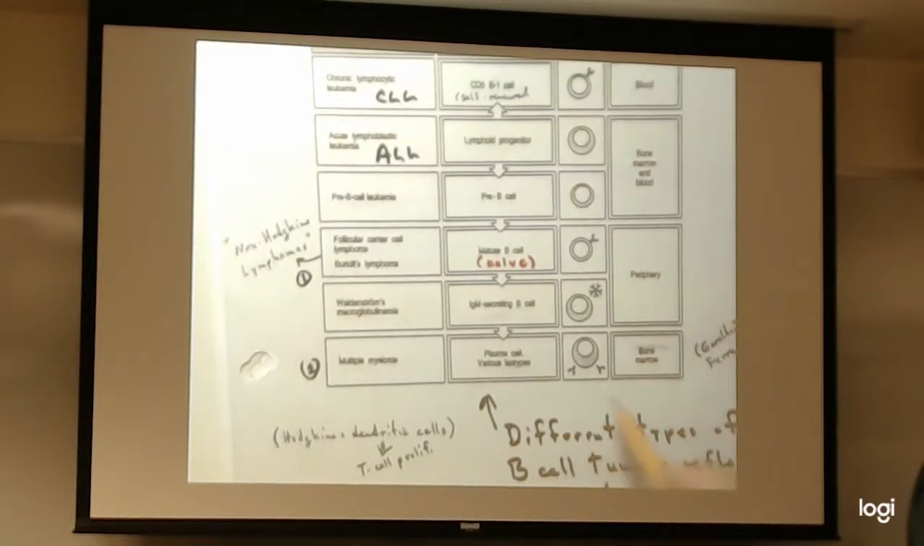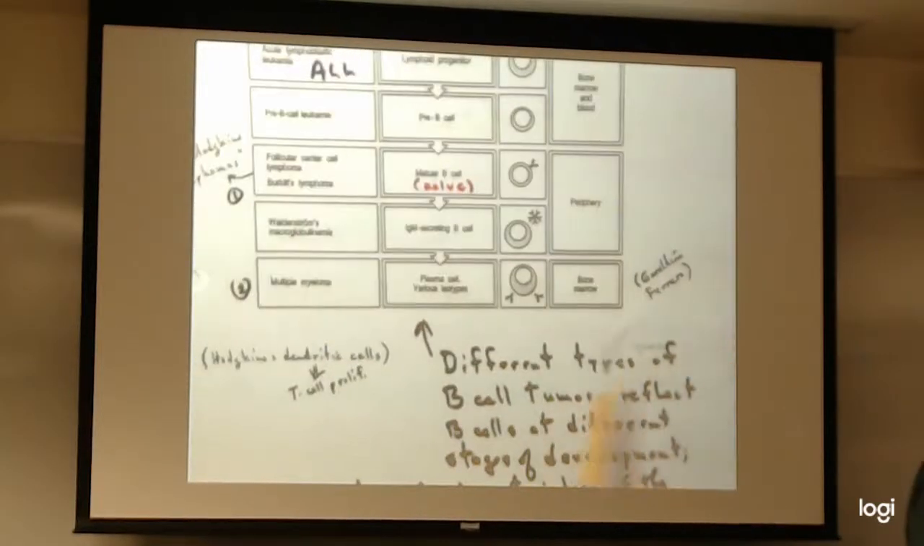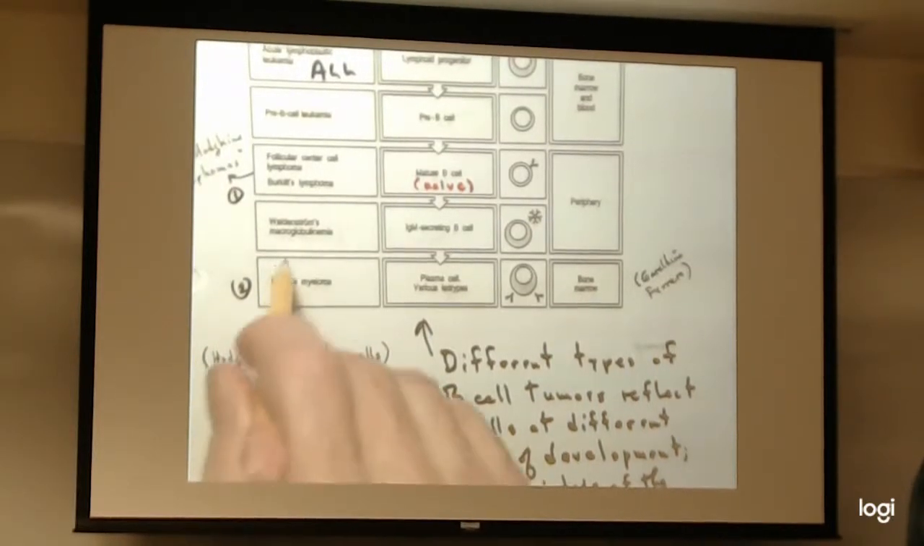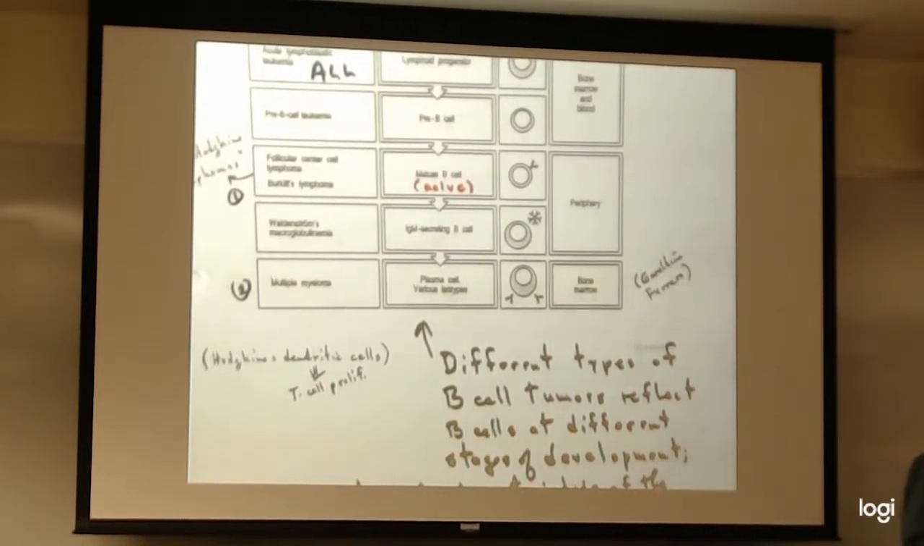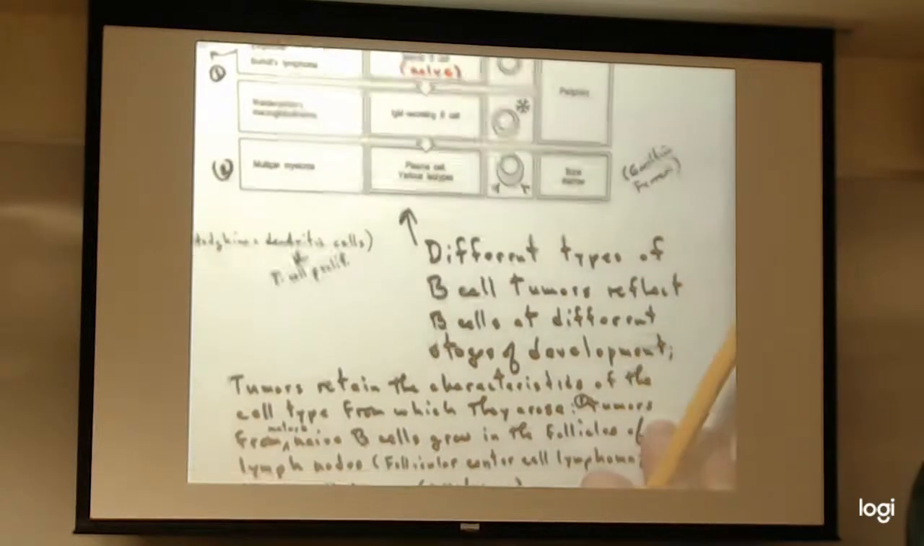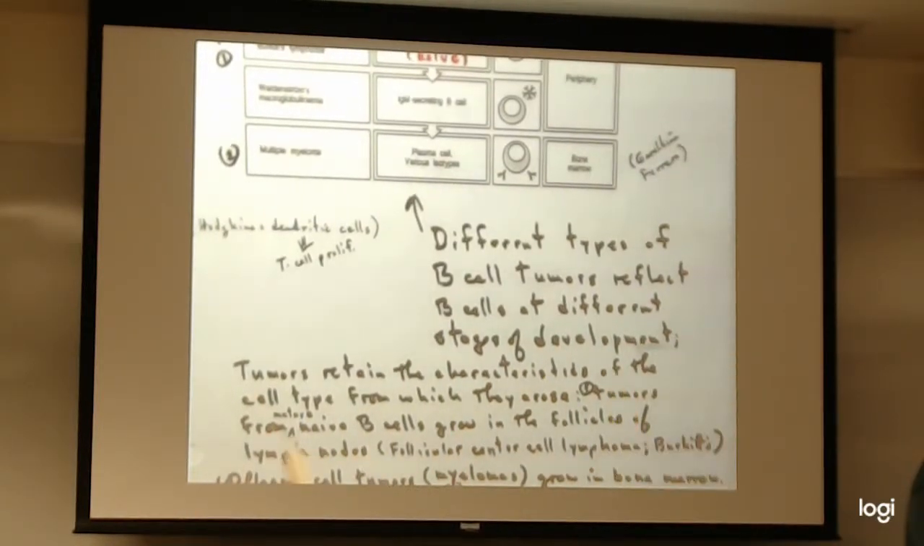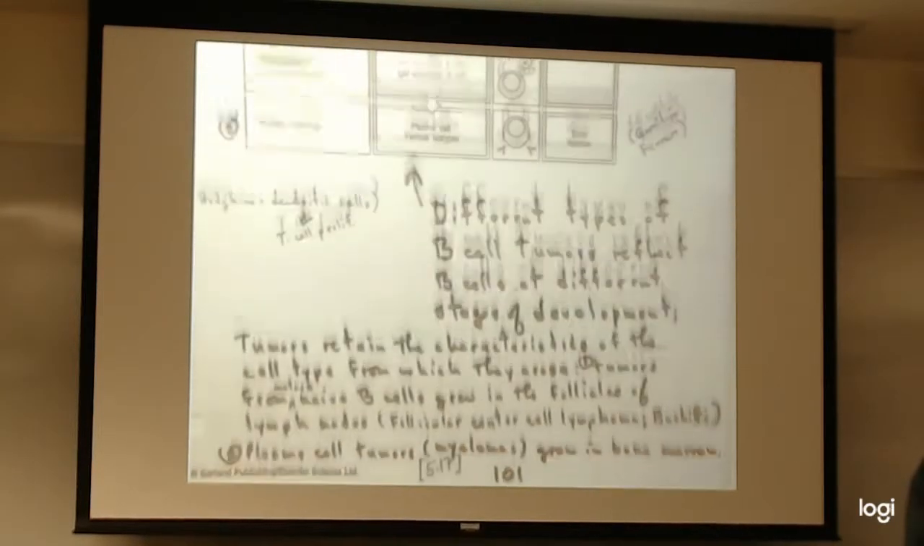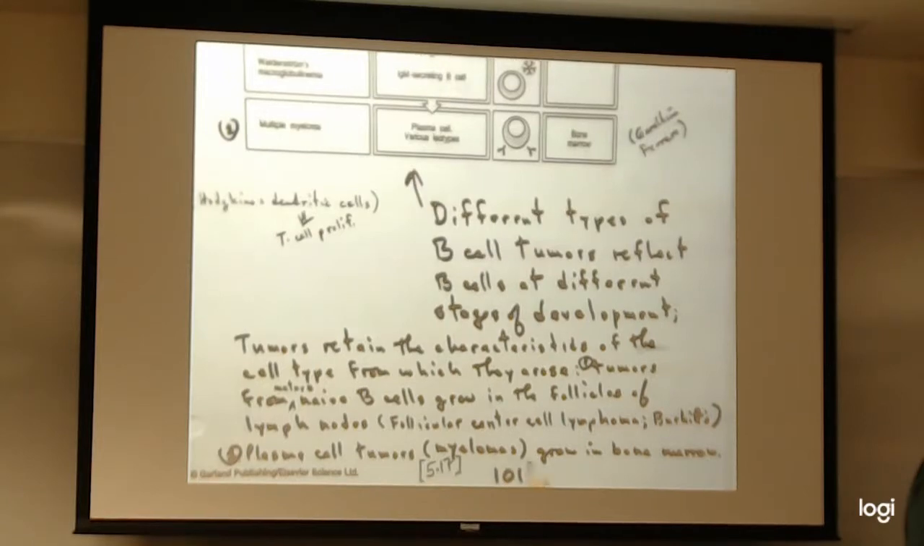Yeah. So anyway, often people realize they have multiple myeloma because they get a fracture, an unusual amount of fracture, and the doctor says we should take an X-ray, okay, and then in the X-rays they can see all the little spots of the myeloma cancer all over the bone. So different types of B cell tumors reflect B cells at different stages of development. Tumors retain the characteristics of the cell type in which they arose. Tumors from mature naive B cells grow in the follicles of the lymph nodes. Plasma cell tumors grow in the bone marrow.